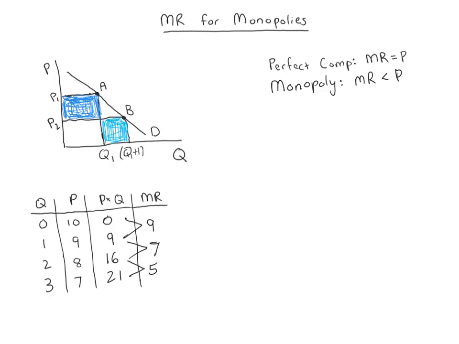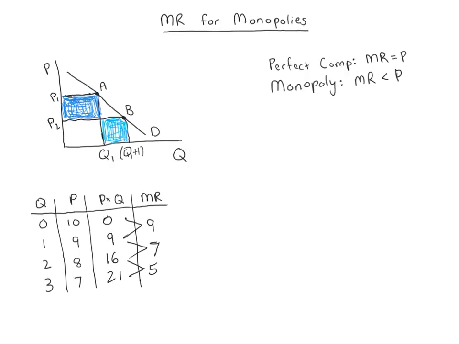But in contrast, for our next unit, we get $8 here. The price is $8, but we have to lower the price on the first unit from 9 down to 8, so we lose $1. So our net is going to be 8 minus that $1. 8, the light blue area here, minus 1 from losing the dark blue area, and our net is 7.